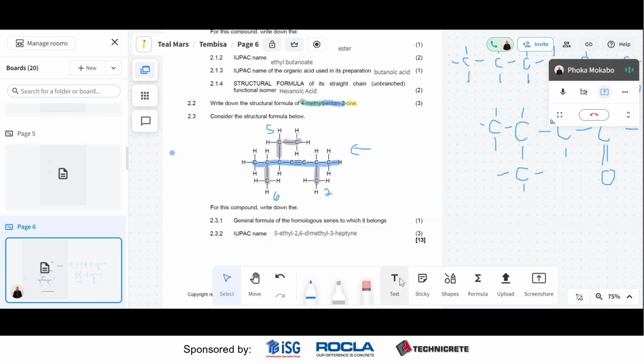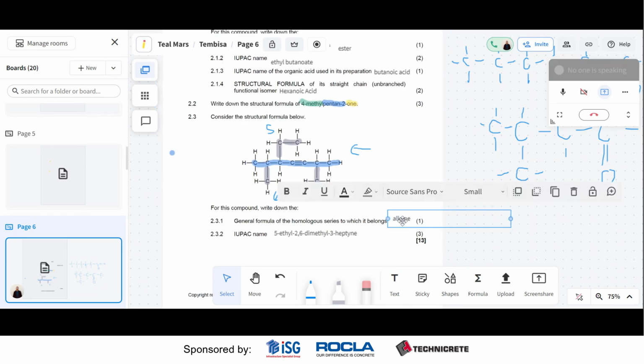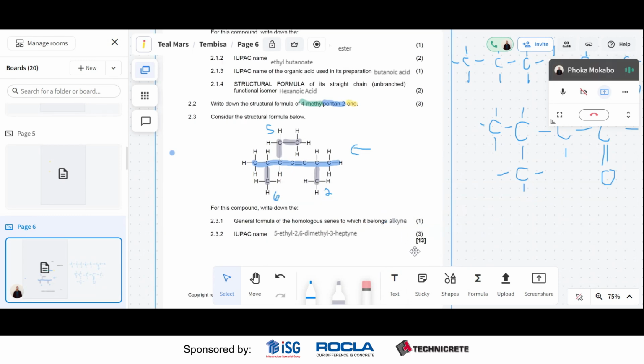Now, the answer for 2.3.1 is it is an alkyne. Yeah, triple bond, alkyne. And it seems there we are.